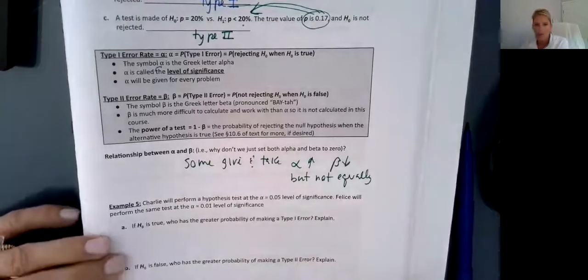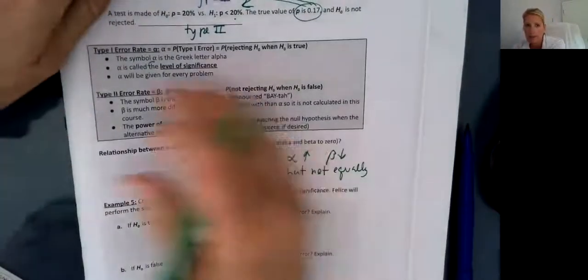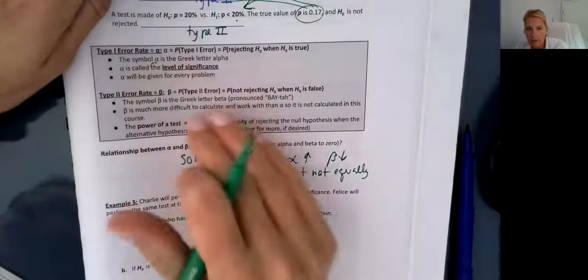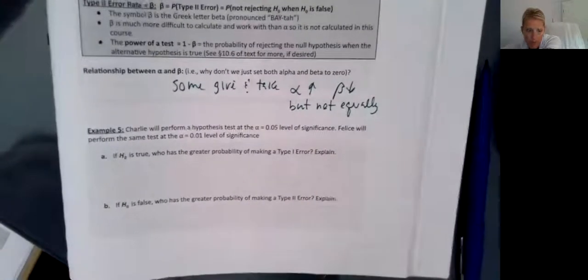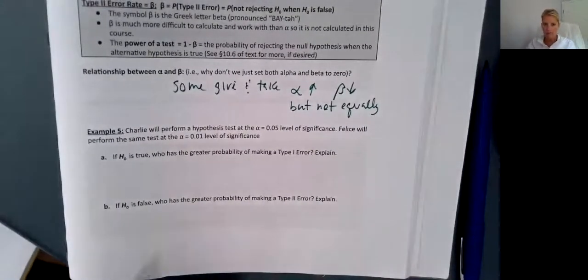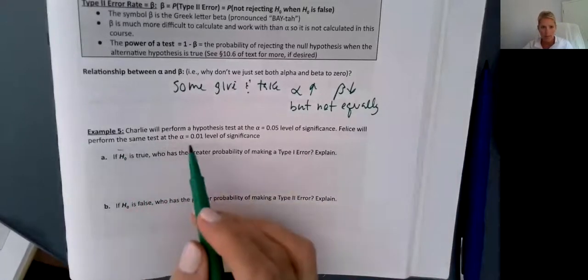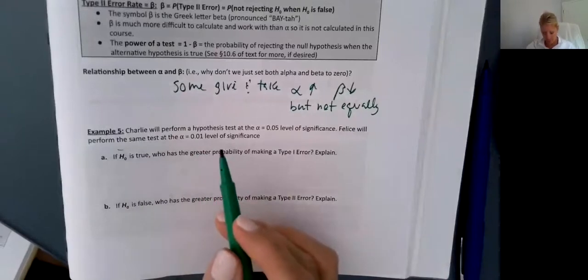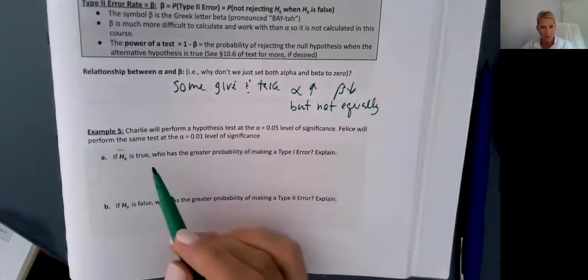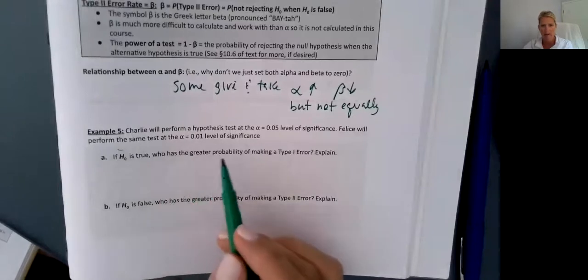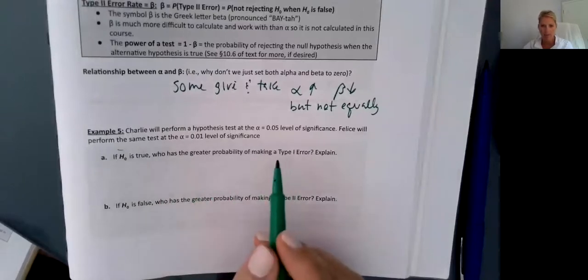Okay. So let's look at a little example. And like I said, we're only talking about alpha this semester, so don't get too worried about understanding beta. Example 5 says, Charlie will perform a hypothesis test at alpha equal to 0.05 level of significance. Felice will perform the same test at the alpha 0.01 level of significance. If H0 is true, who has the greater probability of making a type 1 error?